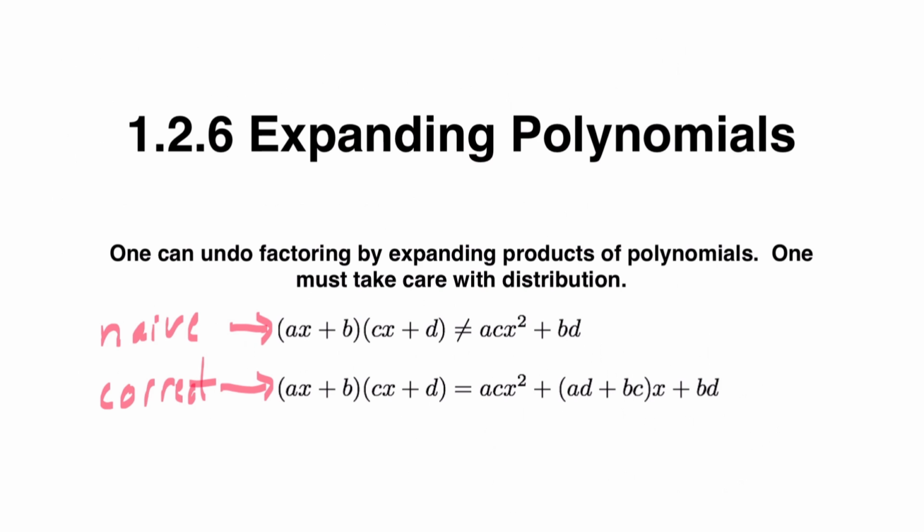The point is that if I want to multiply two linear factors together, I have to distribute the first term to both things here, and this has to go to both of these things here. This picture here is saying that AX only goes with CX and B only goes with D. But that's not how multiplication of sums works. This is not following our order of operations. So this is just a simple illustration that we have to be a little bit careful in expanding polynomials.